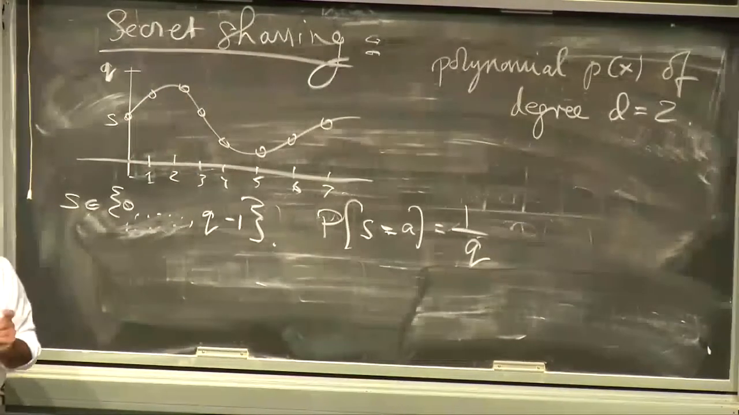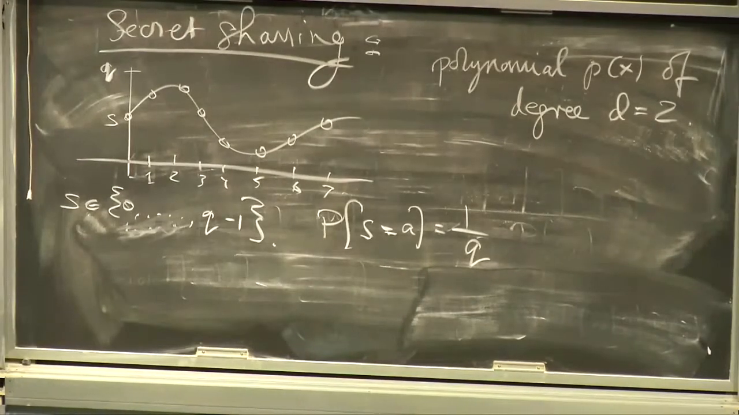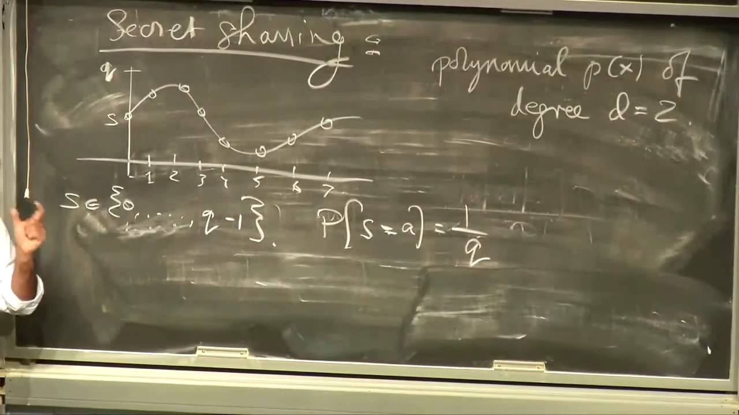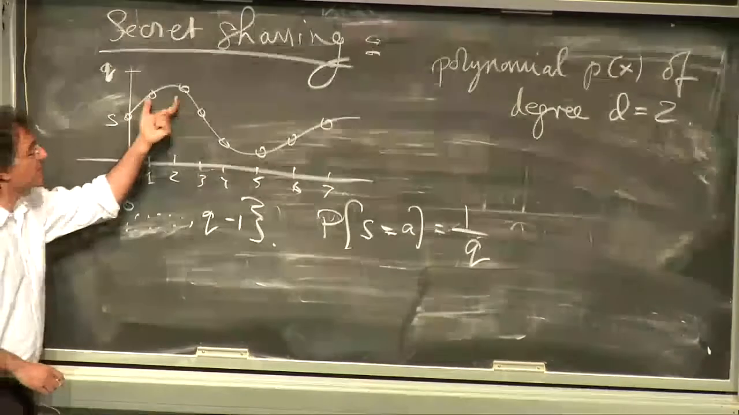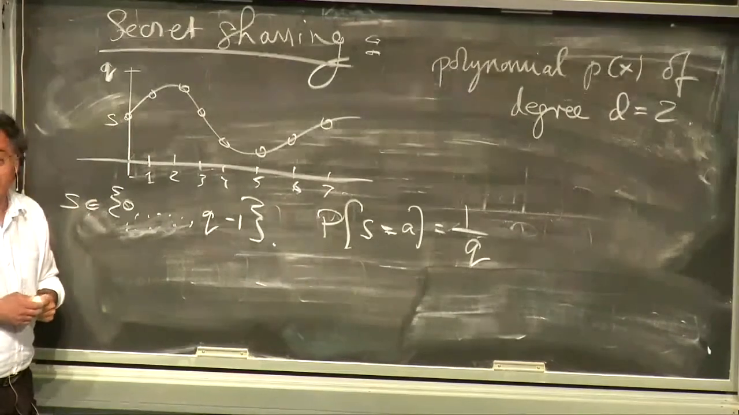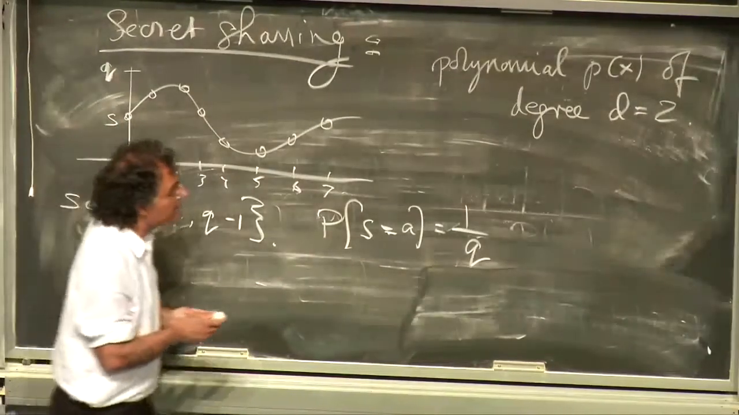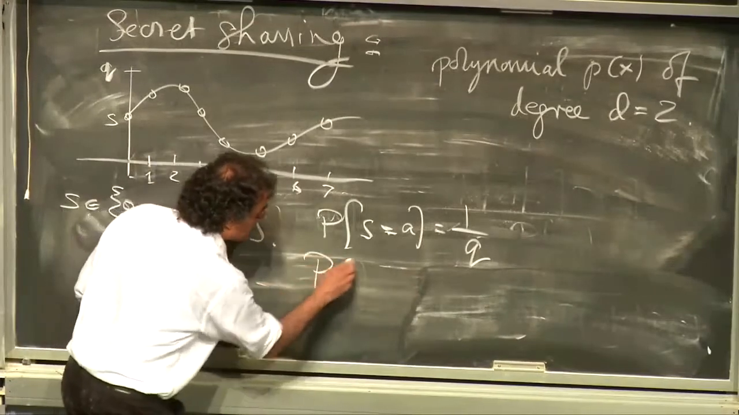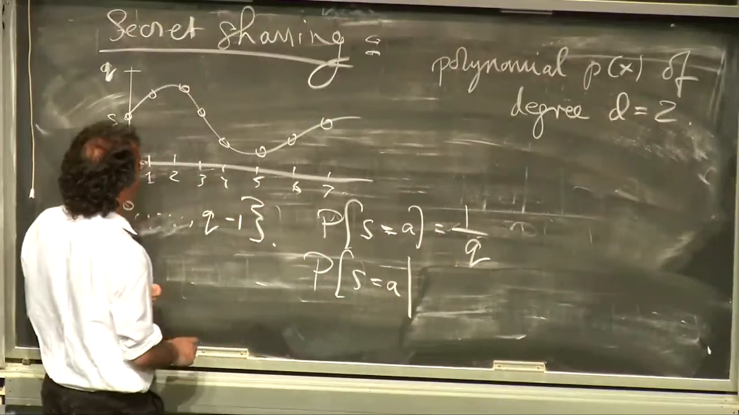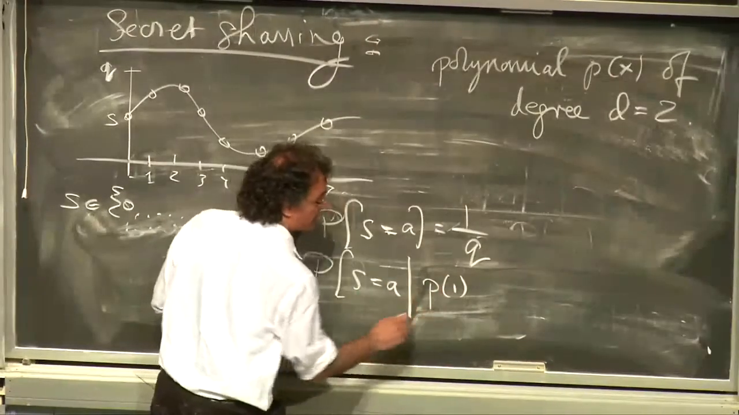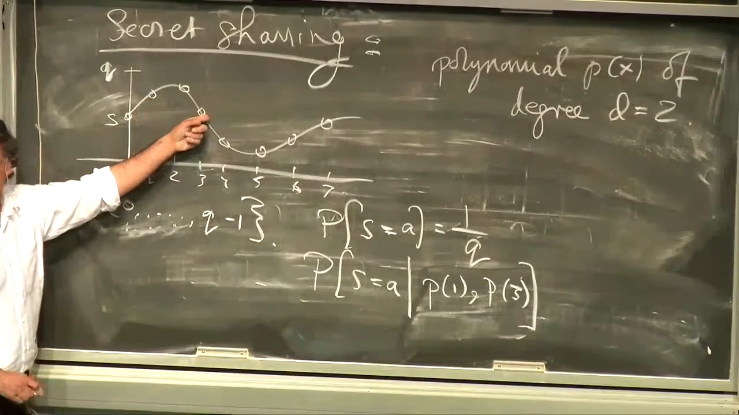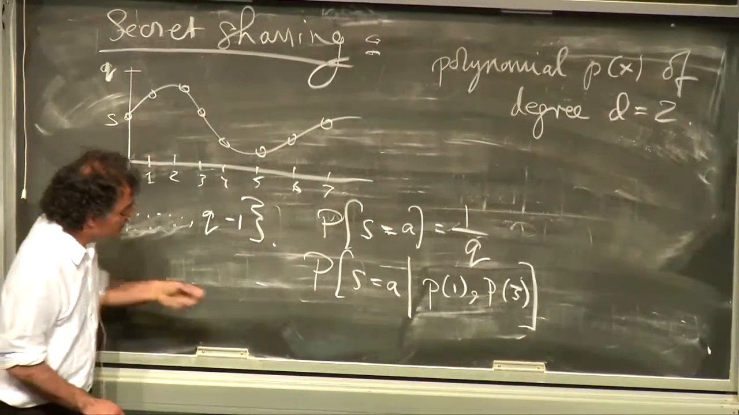And now, what are we claiming about this polynomial? What we are claiming is, as long as you have 2 or fewer people who get together and look at their values and try to guess what S is, they have no information. Meaning, the probability S equals A, given that you know what P of 1 is, and maybe what P of 3 is. So you know the value at 1, you know the value at 3. What do we know about this probability?